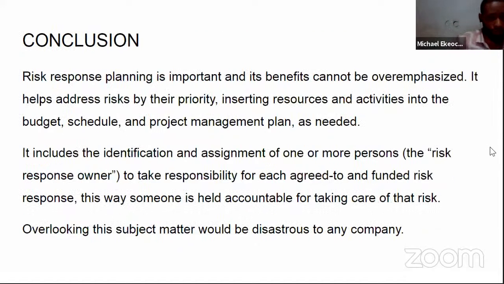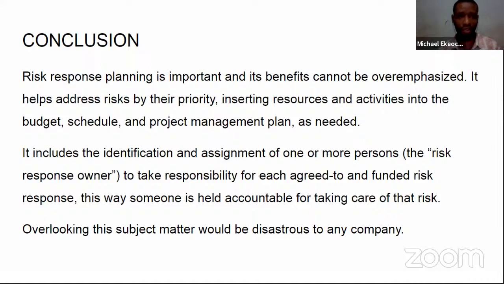So in conclusion, risk response planning is important and its benefits cannot be overemphasized. I believe from the presentation, you will agree with me that this is true. It helps address risks by their priority, inserting resources and activities into the budget, schedule, and project management plan as needed. It includes the identification and assignment of one or more persons, the risk response owner, to take responsibility for each agreed to and funded risk response.